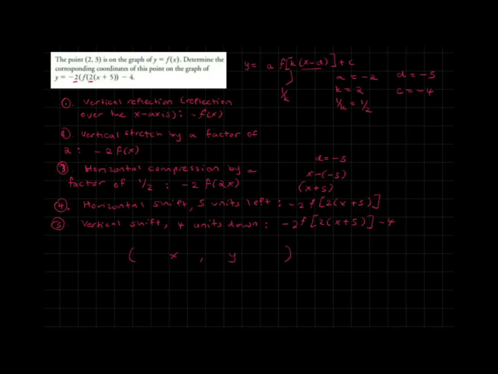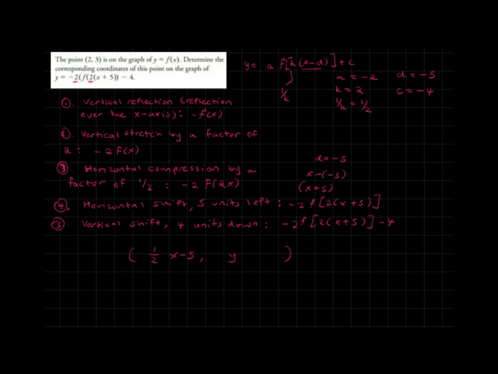A transforming equation is basically what kind of transformations we apply to x and y of the original function to get to our transformed function. So I'm going to look at the horizontal transformations first. I have a horizontal compression by a factor of 1/2, so I multiplied my x values by a half. There's a horizontal shift 5 units left, so I subtracted 5 from the x values.